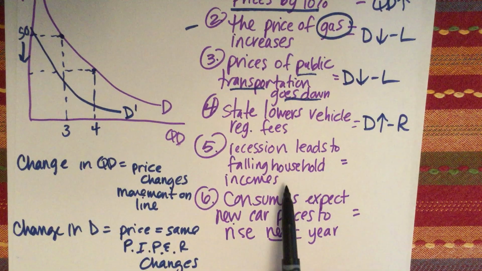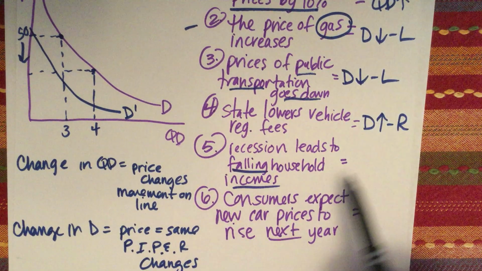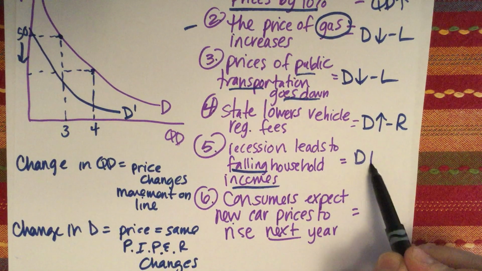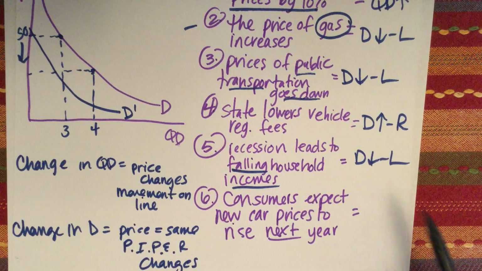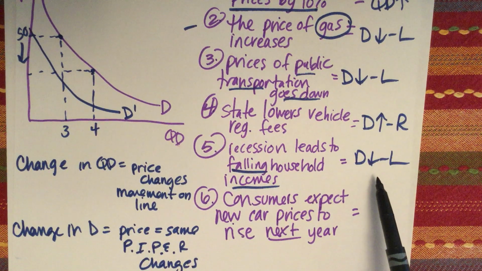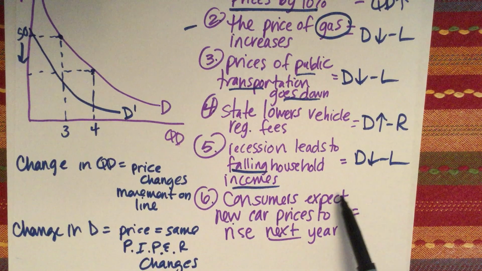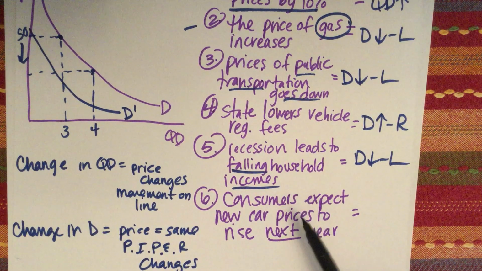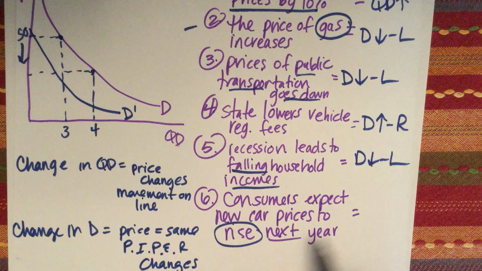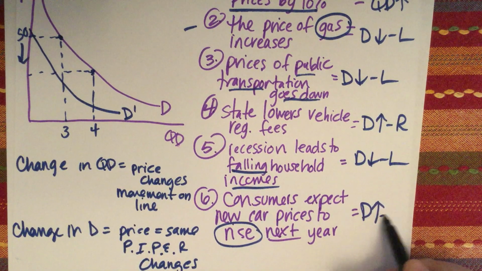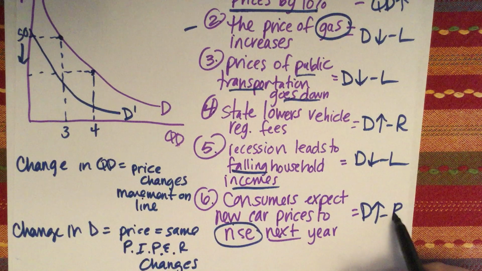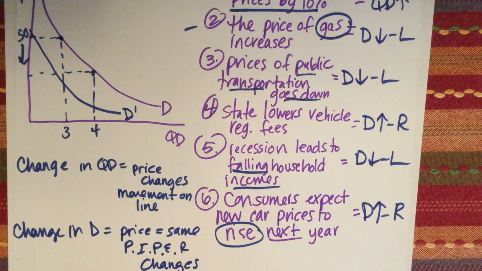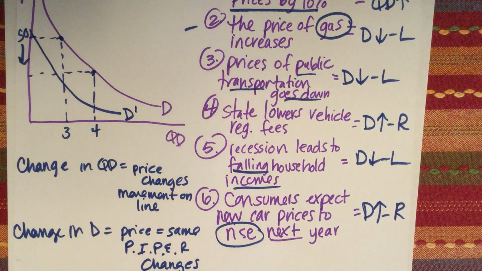Recession leads to falling household incomes. If our incomes are falling and we're not making as much, demand is going to go down and shift to the left because we buy less when we make less money. And lastly, consumers expect new car prices to rise next year. If they are expecting them to go up next year, they're going to go out and buy right now. So the demand curve will increase and shift to the right because consumers are going to want to buy before that price hike.